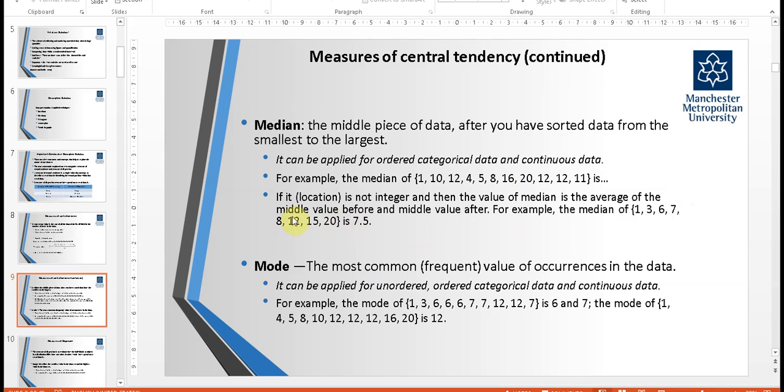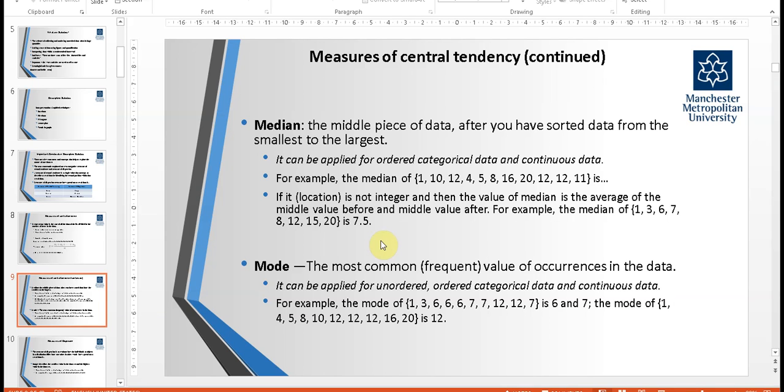If you have an even number of observations, for example, you have 8 numbers here, then the median position is actually between 7 and 8, then the median value is actually the average of 7 and 8, which is 7.5. The last proxy or indicator for central tendency is the notion of mode. And mode does not examine average value or the median position.